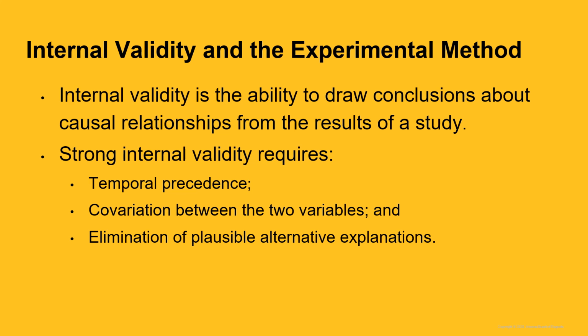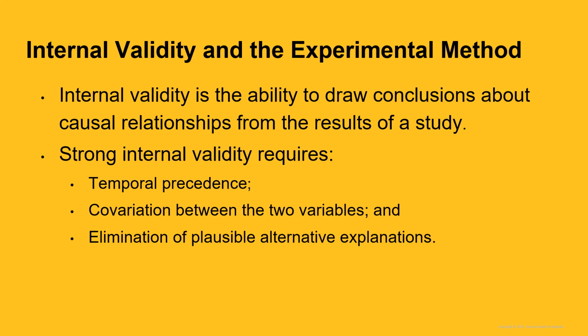As we stated earlier, the issue of internal validity has to do with the ability to draw conclusions about causal relationships from any particular study. Obviously, this is going to be less important in a correlational study because maybe we're not interested in causation necessarily. But if we're doing an experiment, this is going to be of the utmost importance.